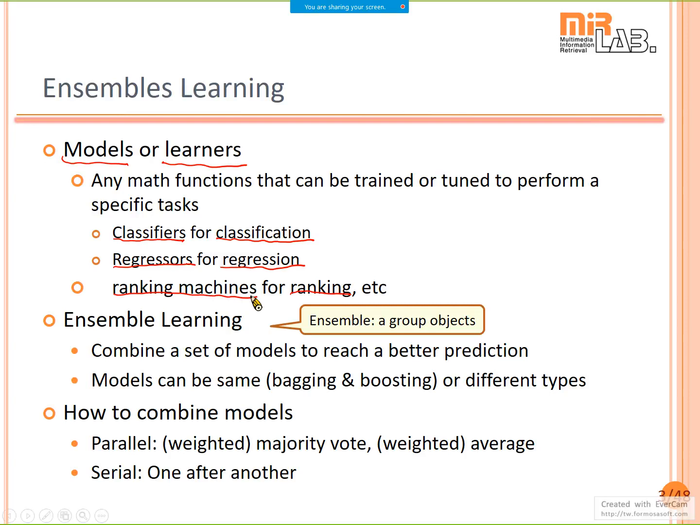Okay, then how about ensemble? As you can see, we don't pronounce it as "ensemble", so this is a French word. It means a group of objects. In this context, in our talk, when we say ensemble, we are trying to combine a set of models in order to reach a better prediction. So the models can be the same as in bagging and boosting, or they can be different types. Then how do you combine models? There are two ways. We can do parallel combination. We can do serial combination. We are going to have more details about that.